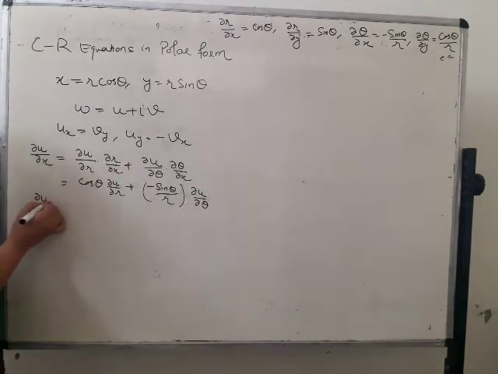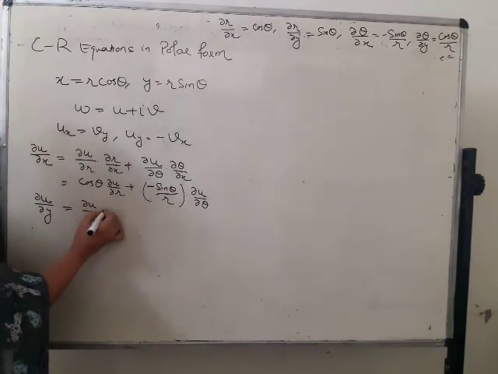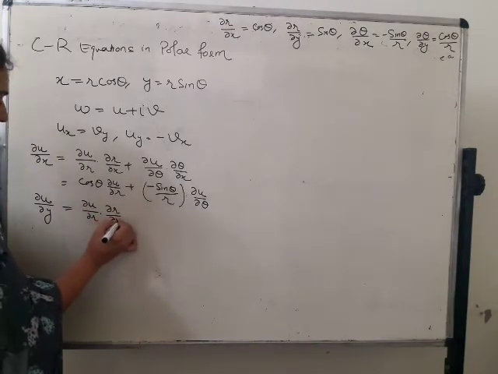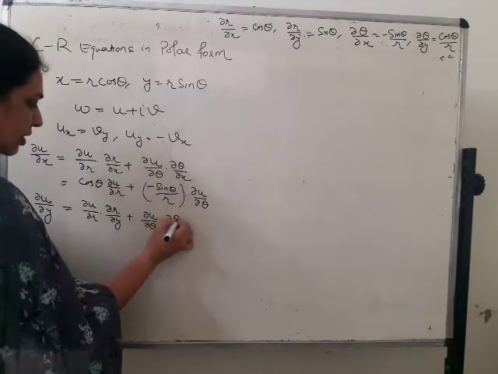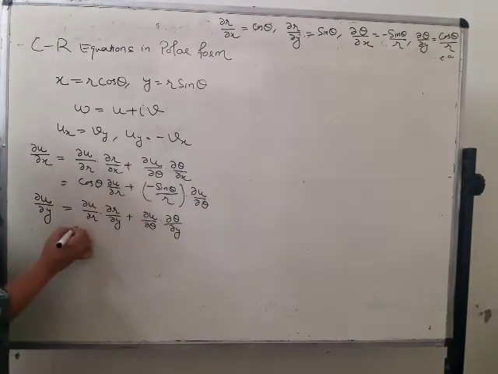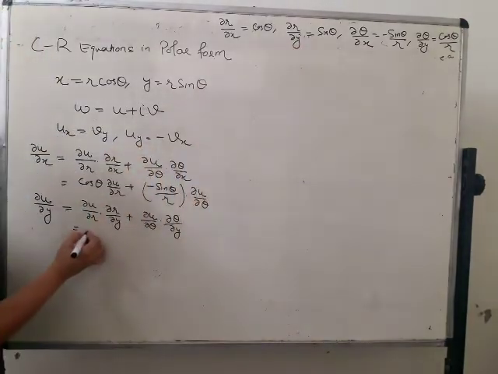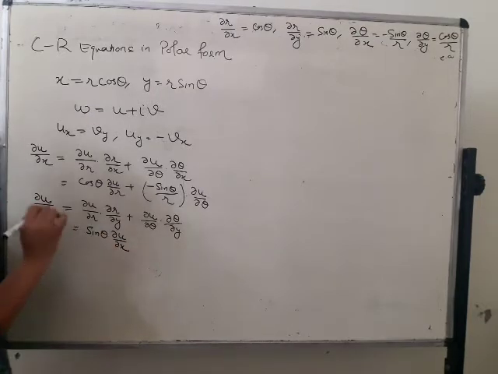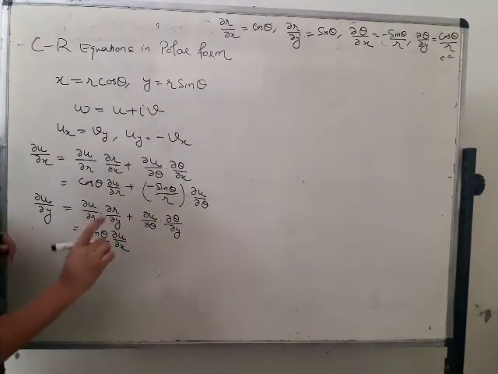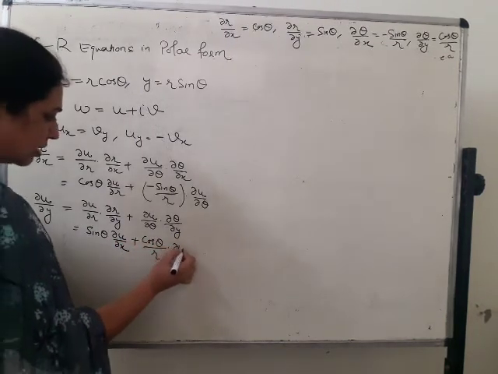Then take similarly curly u by curly y. This is equal to curly u by curly r, derivative of r with respect to y, plus derivative of u with respect to theta, derivative of theta with respect to y. Then substitute the value of curly r by curly y equal to sin theta, curly u by curly r, and curly theta by curly y is cos theta by r, curly u by curly theta.